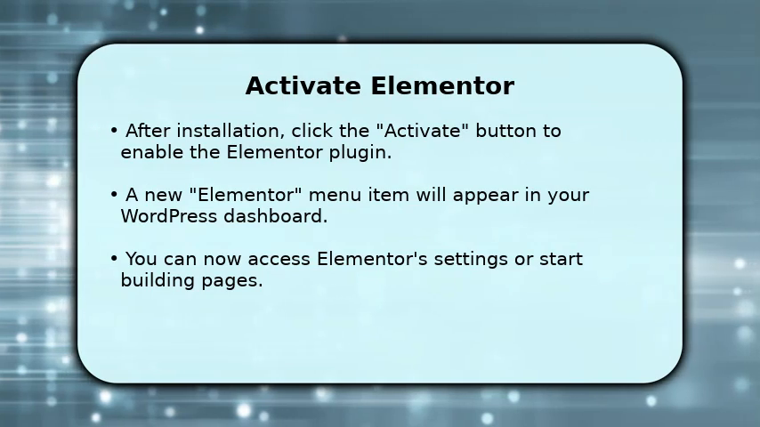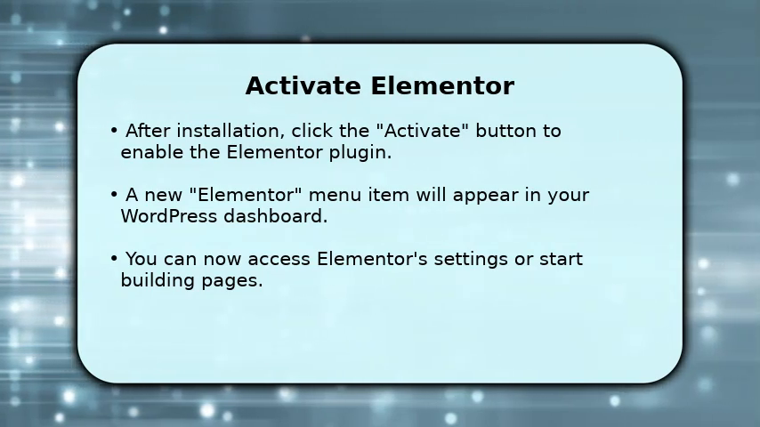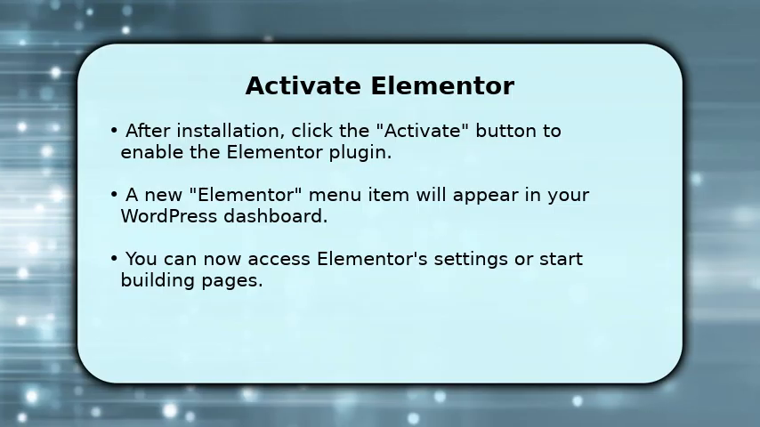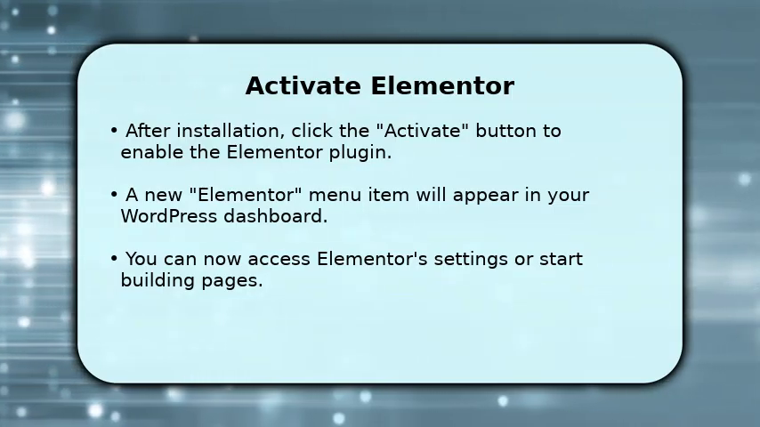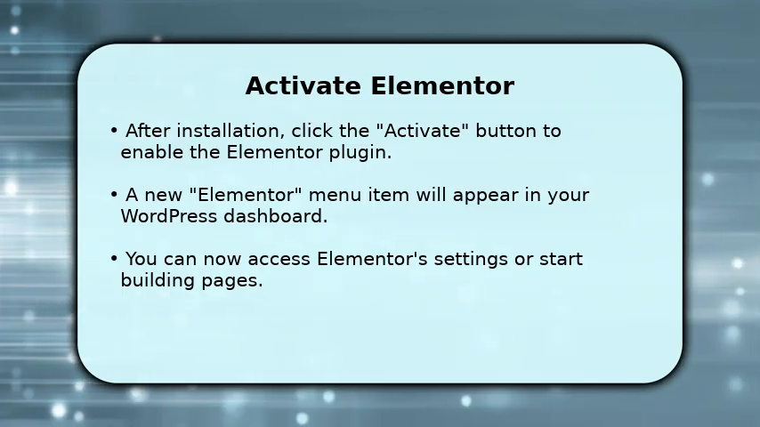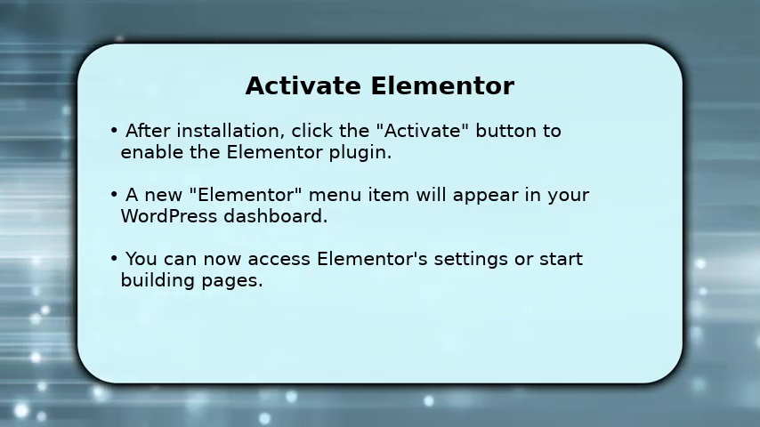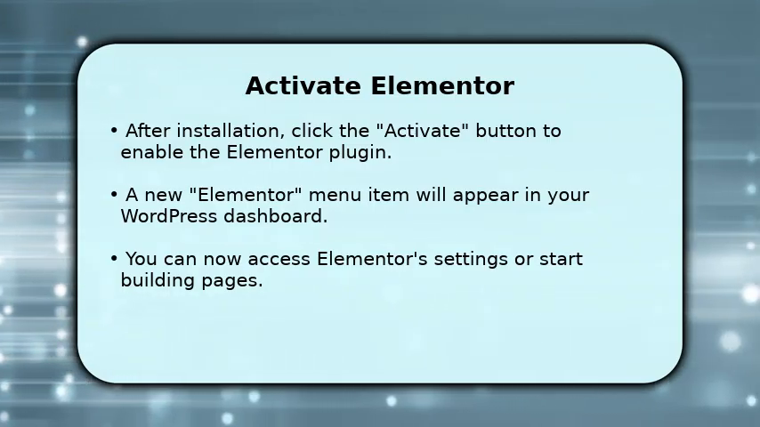Once Elementor is installed, you'll see an Activate button. Click it to enable the plugin on your WordPress site. Activating Elementor integrates it seamlessly, adding a new Elementor menu item to your dashboard. This menu provides access to global settings and tools.